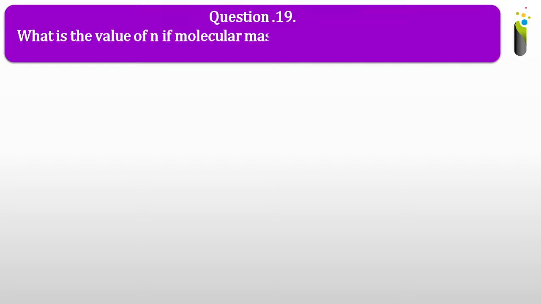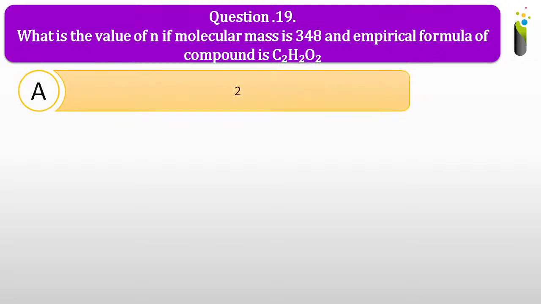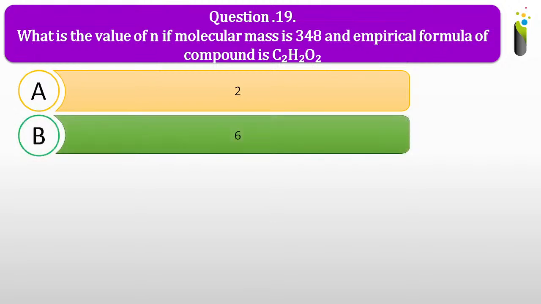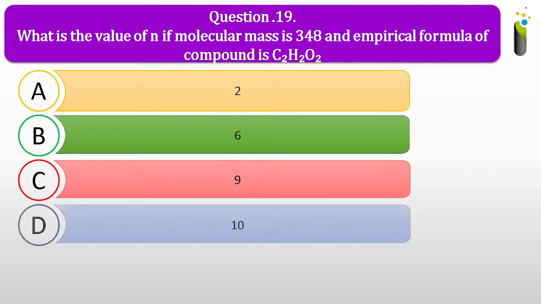Question number 19. What is the value of N if molecular mass is 348 and empirical formula of the compound is C2H2O2? A. Is it 2? B. Is it 6? C. Is it 9? D. Is it 10?